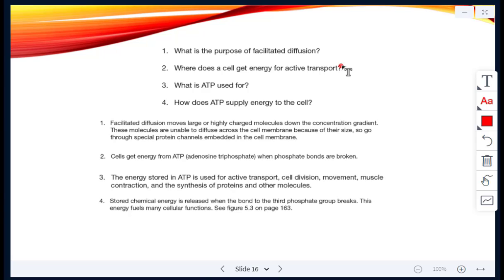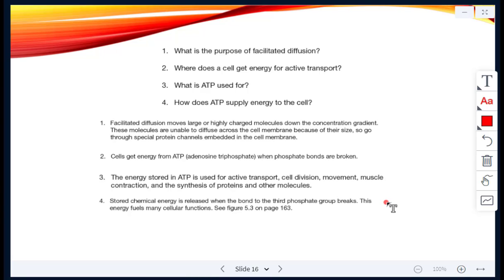Question 2, where does a cell get energy for active transport? Recall, active transport requires energy because they are moving against their concentration gradient. So cells get their energy from ATP, which is adenosine triphosphate, when the phosphate bond gets broken. What is ATP used for? For anything that requires energy. So active transport, cell division, movement, muscle contraction, synthesis of proteins and other molecules. It all requires the energy stored in ATP.